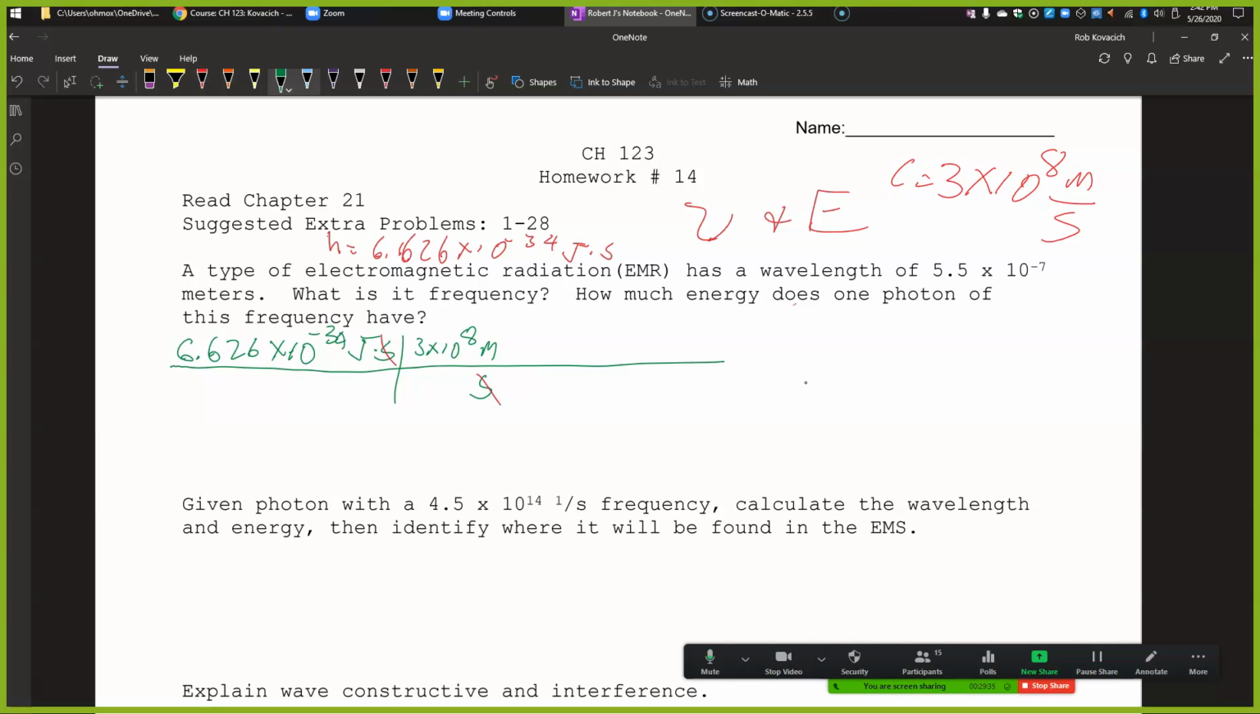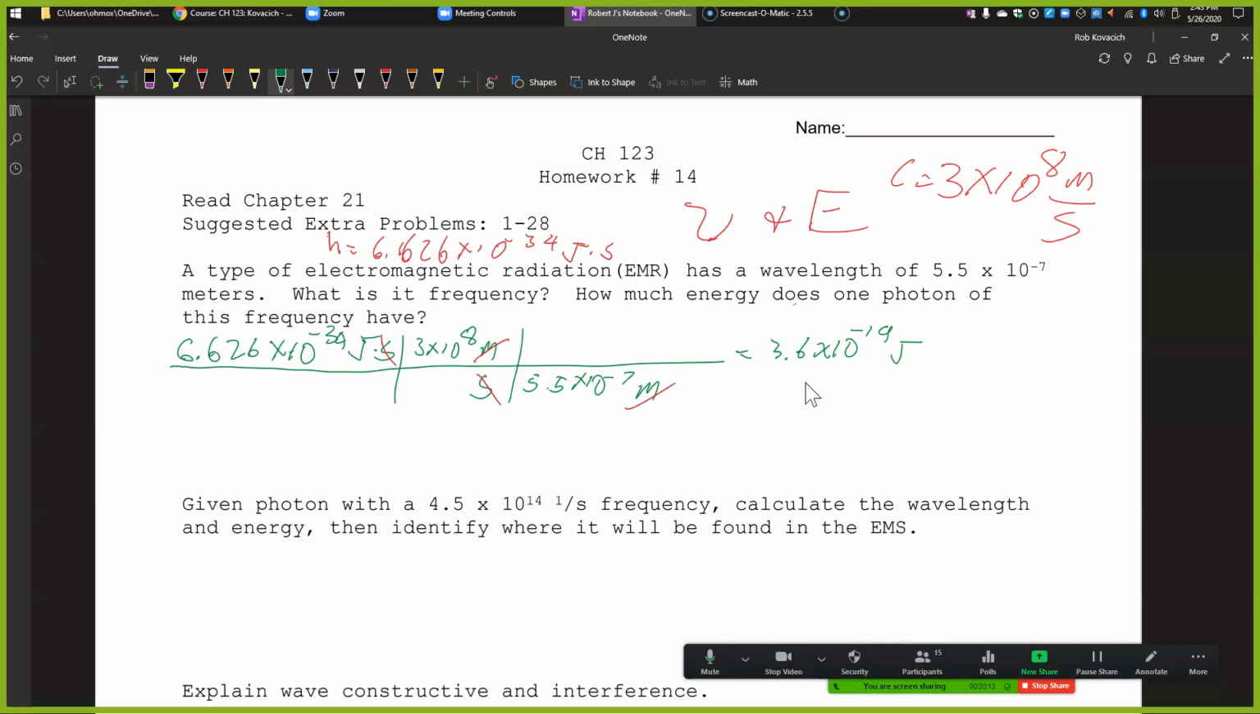The problem with this is this constant came with another unit, and it was meters. But that's not a problem because in the question, I had 5.5 times 10 to the negative 7th meters. So then I can cancel those meters out, and the only unit remaining is joules. And so we get 6.626 e negative 34 times 3 e8 divided by 5.5 e negative 7. So we get 3.6 times 10 to the negative 19th joules.